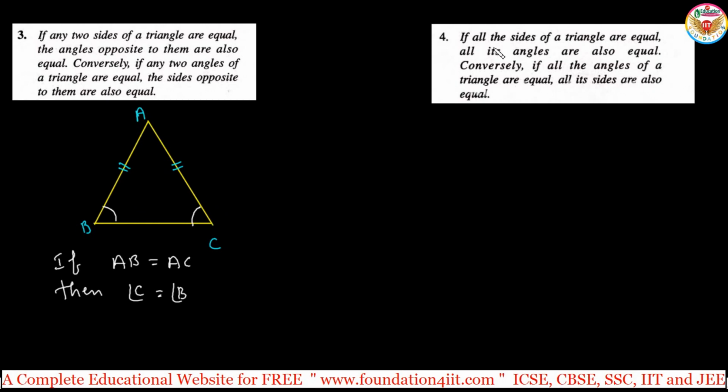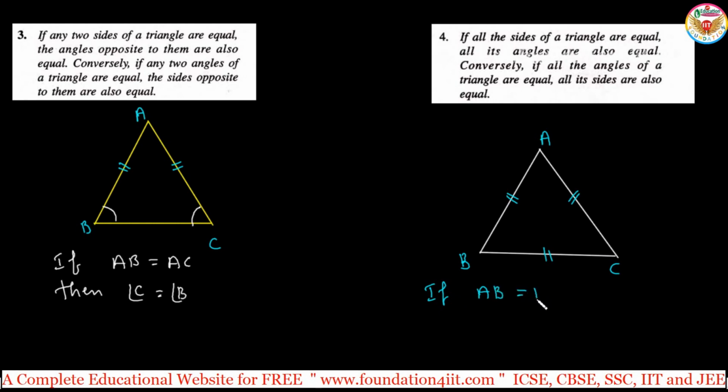Same way, if you go for three sides. If all the sides of the triangle are equal, that is called an equilateral triangle. This is a triangle. Three sides A, B, C are equal. Same measurement. If AB is 5 centimeters, the other two sides are also 5. Okay, AB is equal to AC is equal to BC. If three sides are equal, then their opposite angles are also equal. That is, angle A is equal to angle B is equal to angle C. Now this is an equilateral triangle.